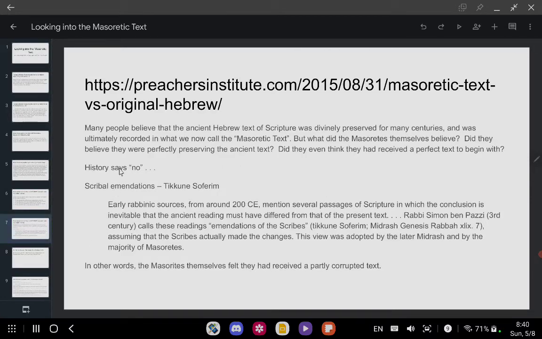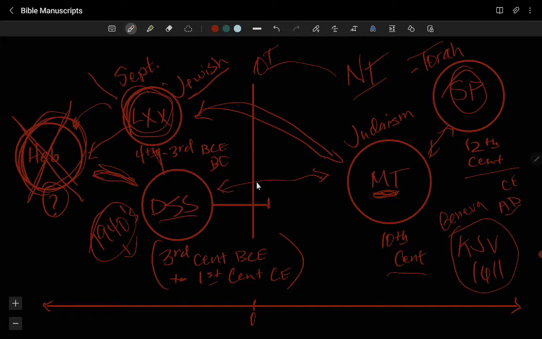Instead of reading all this, you can pause and read it, but I want to read basically down here at the bottom. The Masoretes themselves felt that they had received a partly corrupted text. Just understand that whether these differences that I'm about to show you were intentional or not by the Masoretes, that's up for debate. But just know that they don't believe that what they started out with was not corrupt.